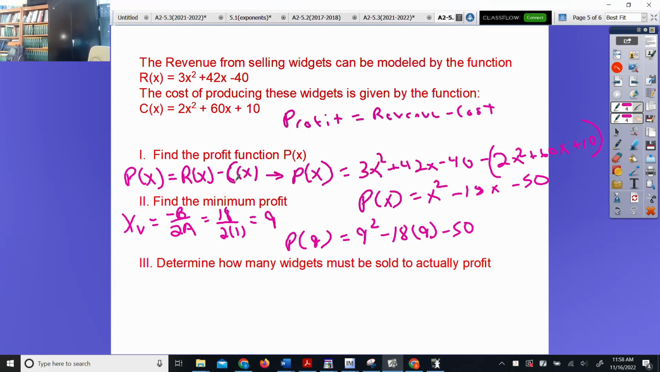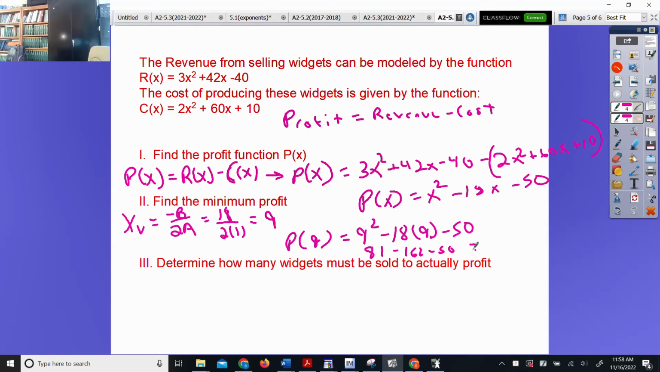9 squared, 81. Take away, what's 10 times 9? 90, 8 times 9, 90 and 72. 162. Take away 50. 81, take away 162 is negative 81. Take 81 and 50 and put them together, you get 131, and we're both negative. Negative 131.